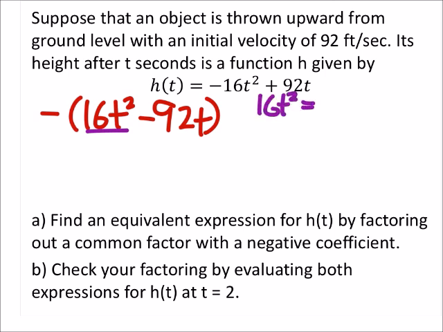16 t squared. 16 is 4 and 4. So I've got 2 times 2 times 2 times 2 times t times another t.